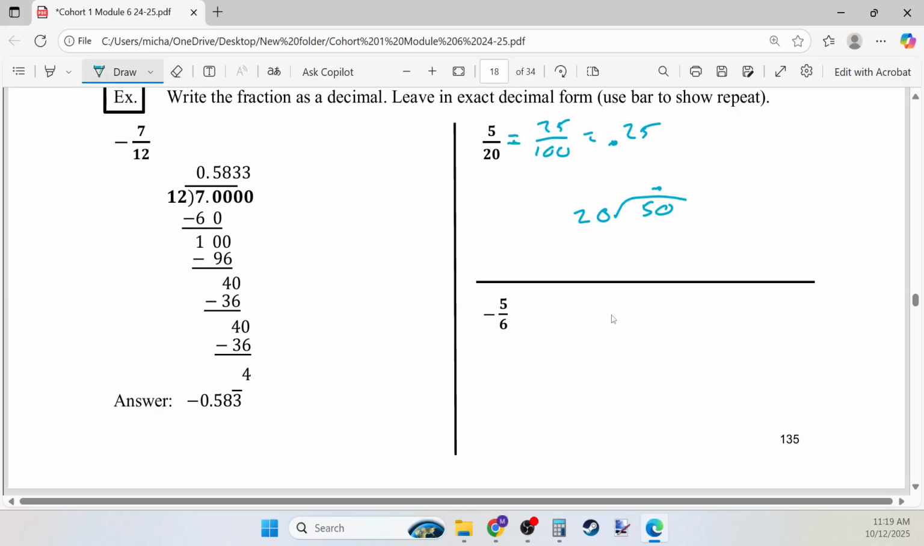Dot goes there. 20 goes into 50 two times. 2 times 20 is 40. Now I have 10 left over, bring down a 0. 20 goes into 100 five times. 5 times 20 is 100. 0 remainder. Notice that this is the same answer as that. See, my answer is lined up.